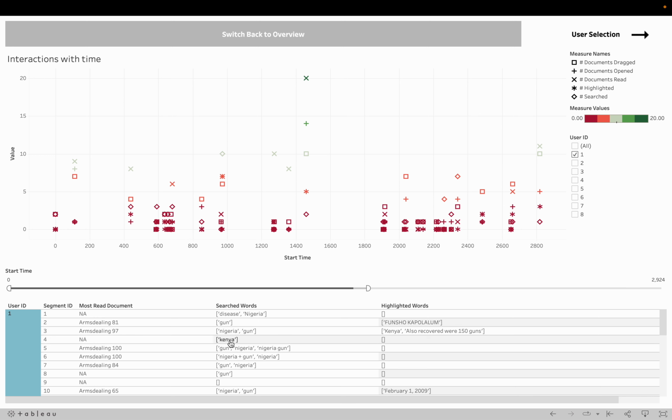He then next searched Kenya, but did not find any useful information. So he then focused his attention back to gun dealings in Nigeria, where he spent a significant amount of time in accessing various arms dealing documents. In this way, an analyst can track actions of the user using our tool and present his findings to the investigation bureau. Thank you.